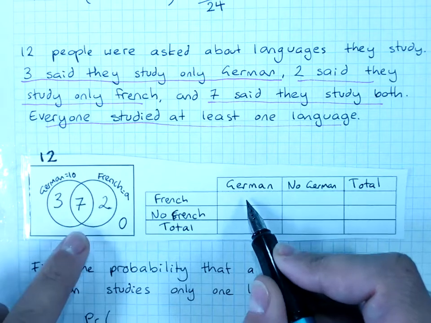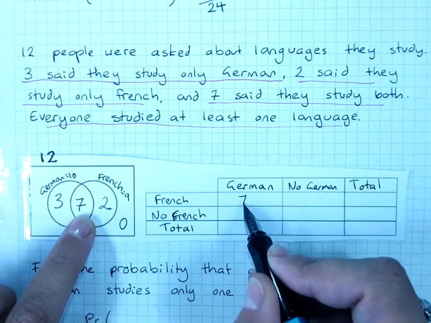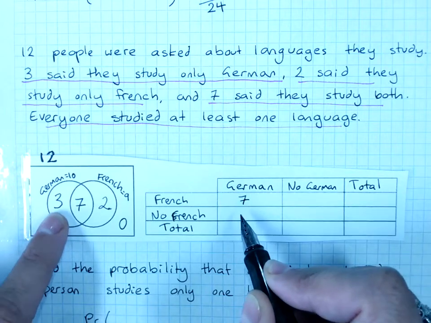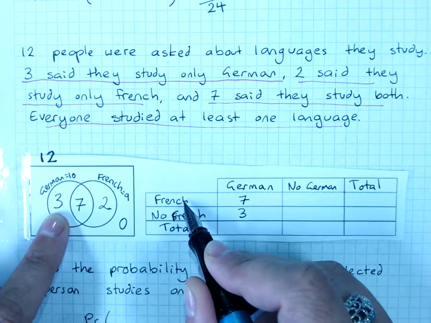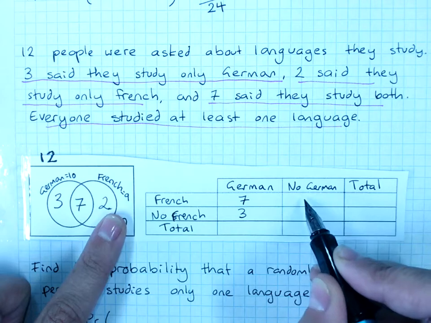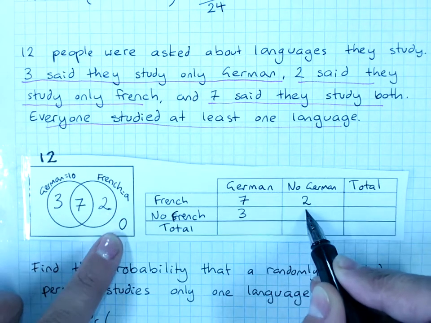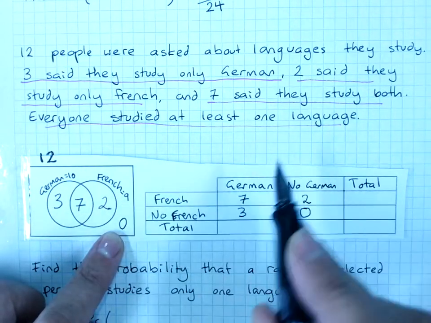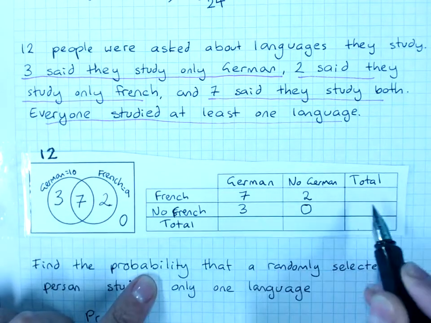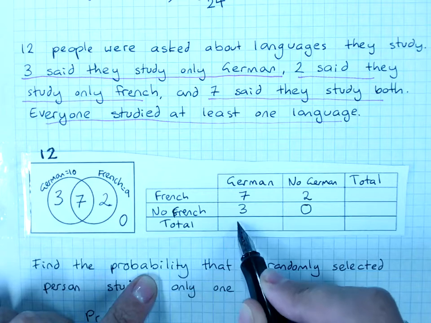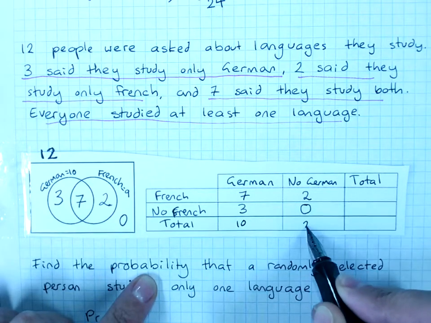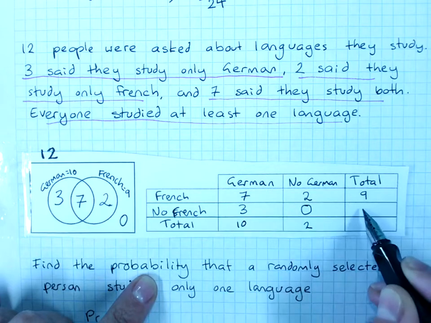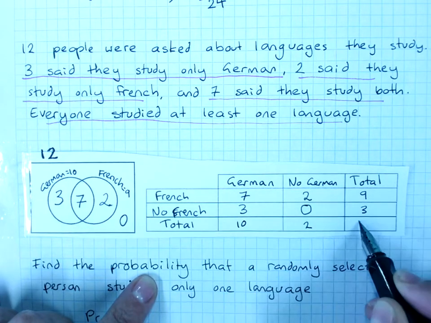Remember, both is really easy. German and French is in the center here, 7. German, but not French, 3. French, but not German, 2. Nobody was neither, because everyone studied at least one language. Then you can add up for the totals. 7 plus 3 is 10, 2 plus 0 is 2. 7 plus 2 is 9, 3 plus 0 is 3. Either of those add up to 12.